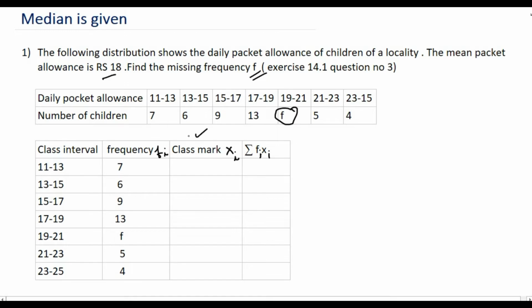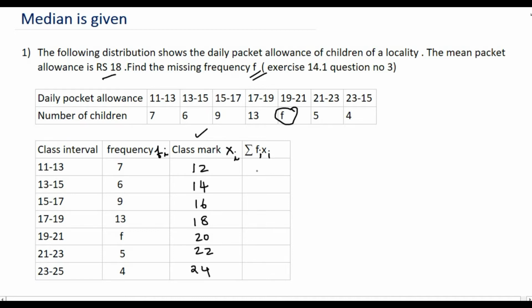So when you do 11 plus 13, 24 divided by 2 is 12. Same way 13 plus 15 divided by 2, 28 by 2, 14. Same way you can find out the class mark for the remaining class intervals. This will be 20, 22, upper limit plus lower limit divided by 2.